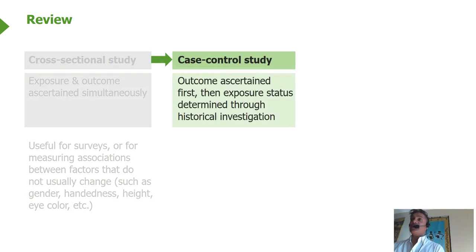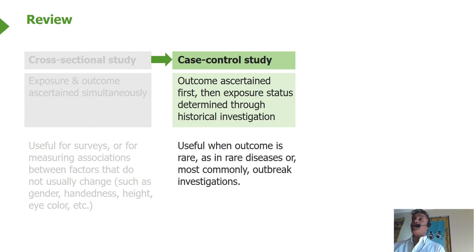The case control study, on the other hand, is when we ascertain the exposure status first. Sorry, let me say that again. We ascertain the outcome status first, and then we determine, by looking backwards in time, what the exposure was. And this is great for outbreak investigations, because if you're showing up at a picnic where a bunch of people have salmonella, they already have the disease. So you're ascertaining the outcome as soon as you arrive. And you have to look back in time to determine what the exposure was. Maybe the chicken salad.